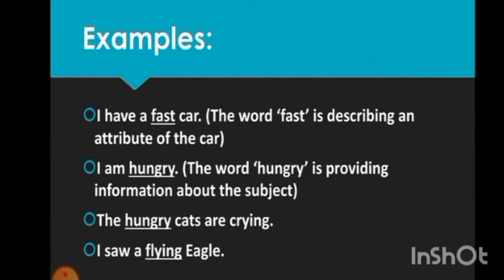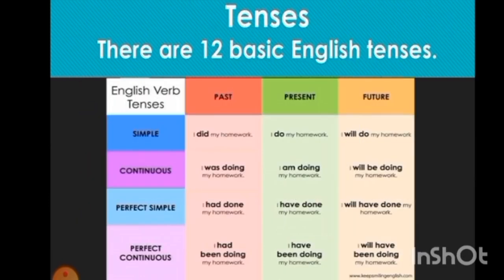I saw a flying eagle. What is the eagle doing? Flying. Flying is a quality of the eagle. Okay, so it was all about descriptive adjectives. I hope all your concepts will become clearer when you do it by yourself.